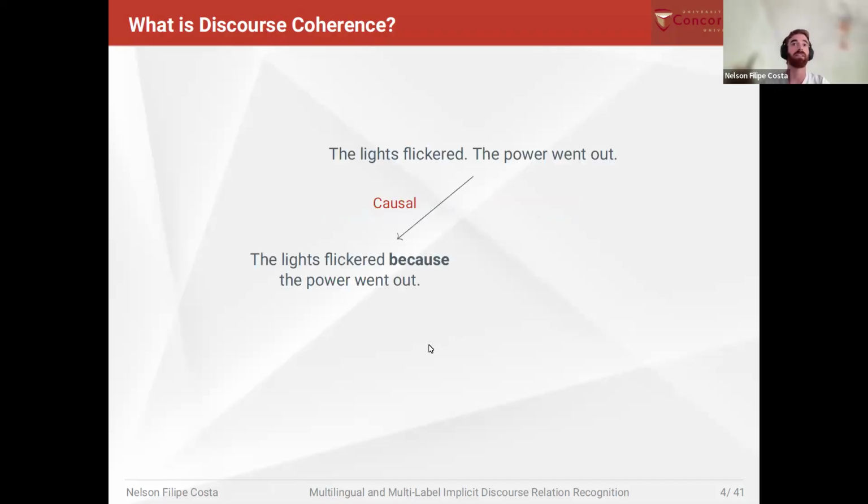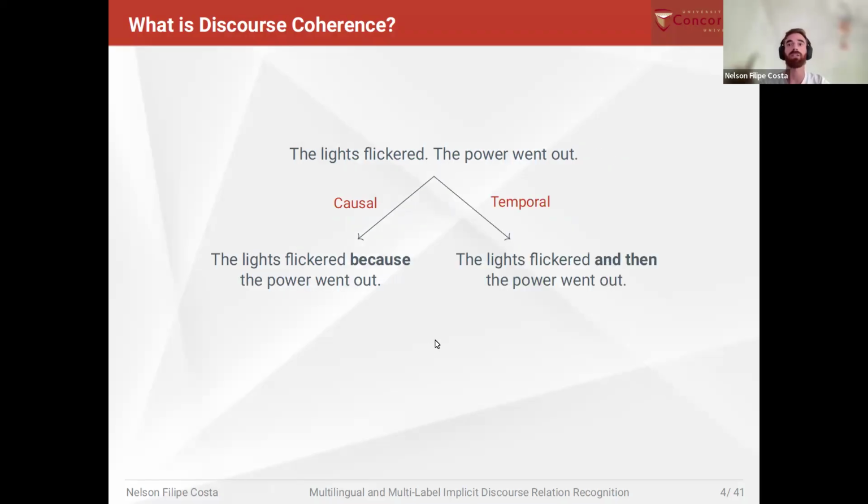We can understand that the lights flickered because the power went out, in which case there is a causal relation between the two ideas, or that the lights flickered and then the power went out, in which case we have a temporal relation. So this is what discourse tries to do. It tries to model how these relations keep text coherent.